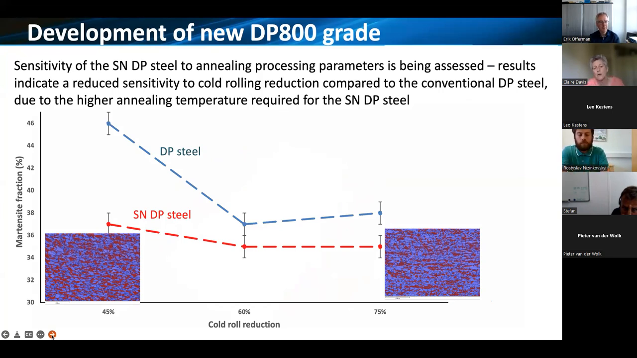And so here's an example of where we've taken the results that I showed before, the commercial DP material, and its sensitivity for a given set of reheat conditions to the cold rolling reduction. We've done the same thing for the segregation neutralized DP steel, and we see much less sensitivity.